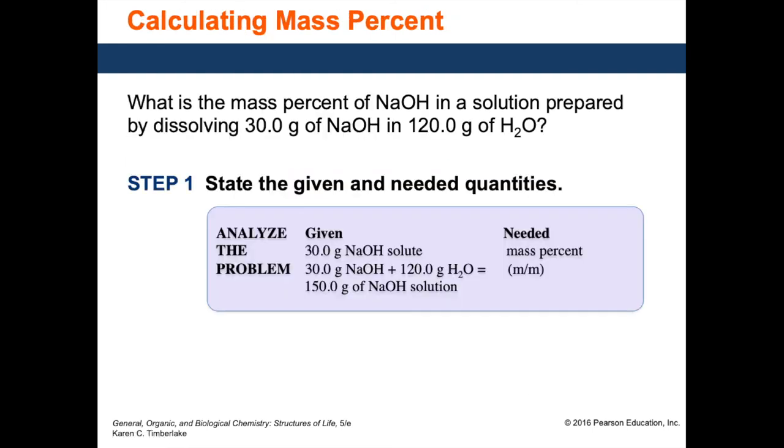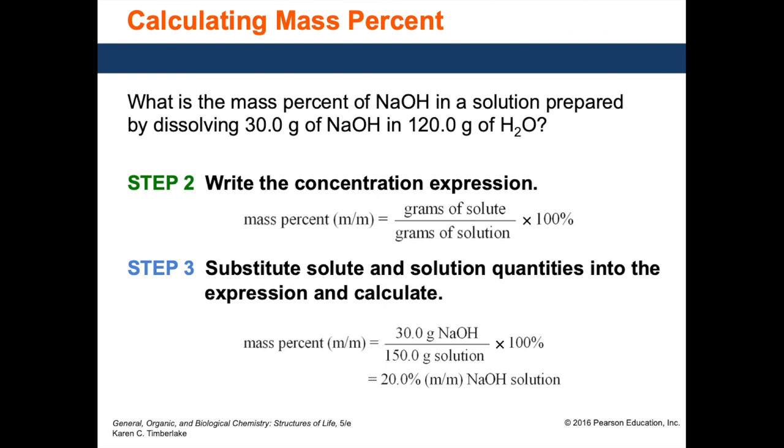So let's try some problems out involving that. What is the mass percent of sodium hydroxide in a solution prepared by dissolving 30 grams of sodium hydroxide in 120 grams of water? So feel free to pause this video if you want to try this out yourself. So our solute is our 30 grams of sodium hydroxide. Our solution is going to weigh 150 grams, right? We've got 30 grams of sodium hydroxide plus the 120 grams from water, and that's 150 grams combined. So our percentage here by mass is just going to be 30 divided by 150 times 100, which works out to 20%.